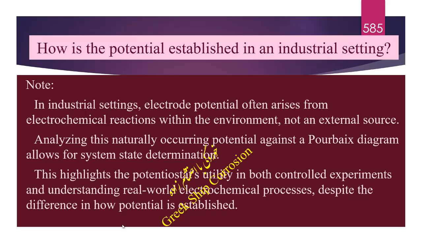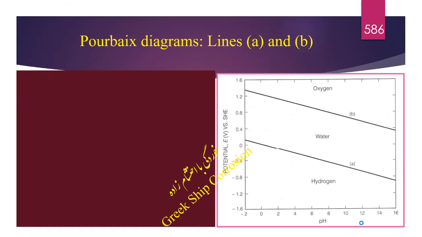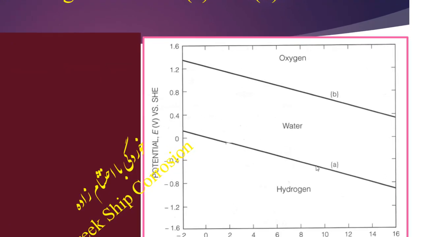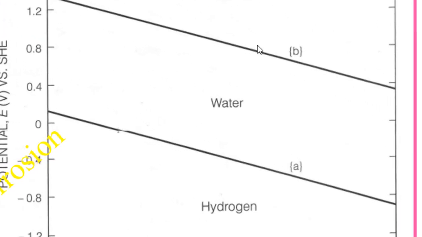Pourbaix diagrams, lines A and B. Two parallel lines A and B are shown here.